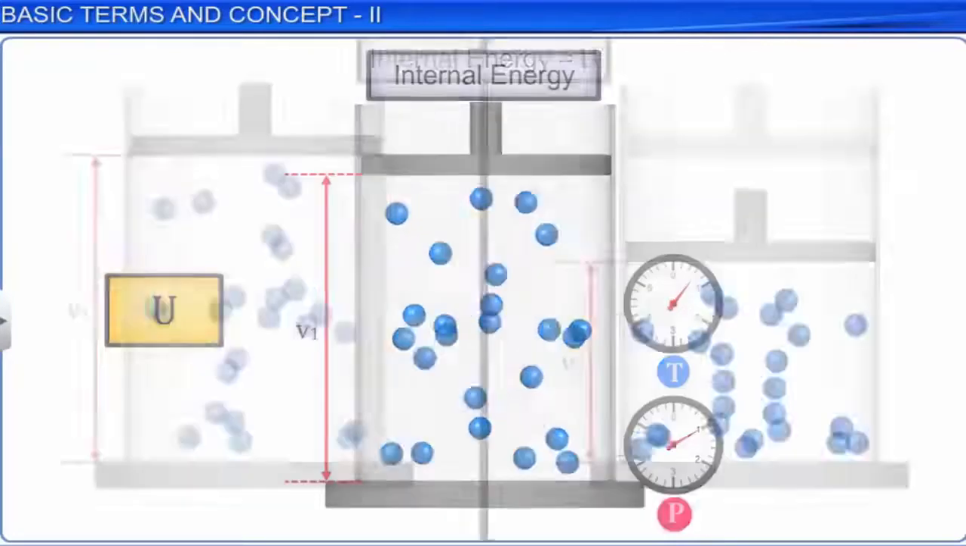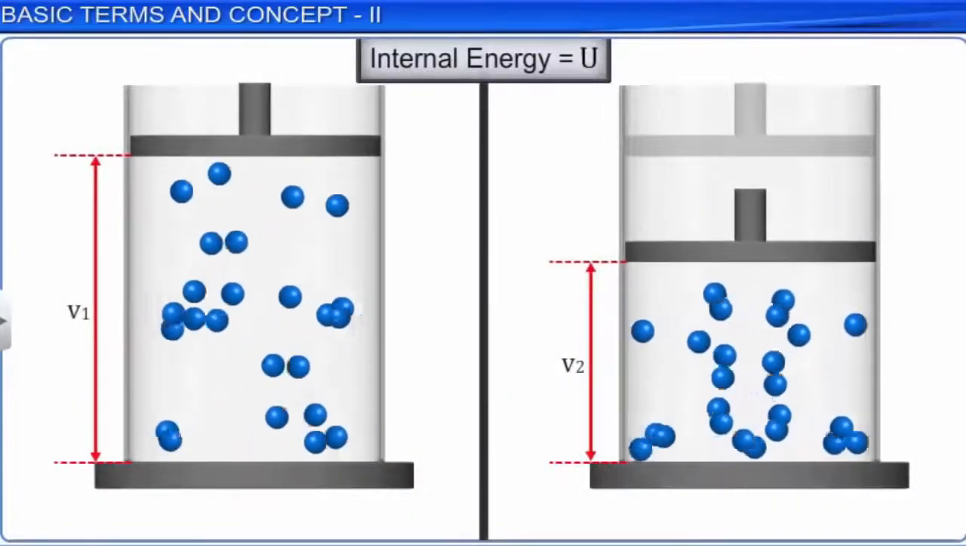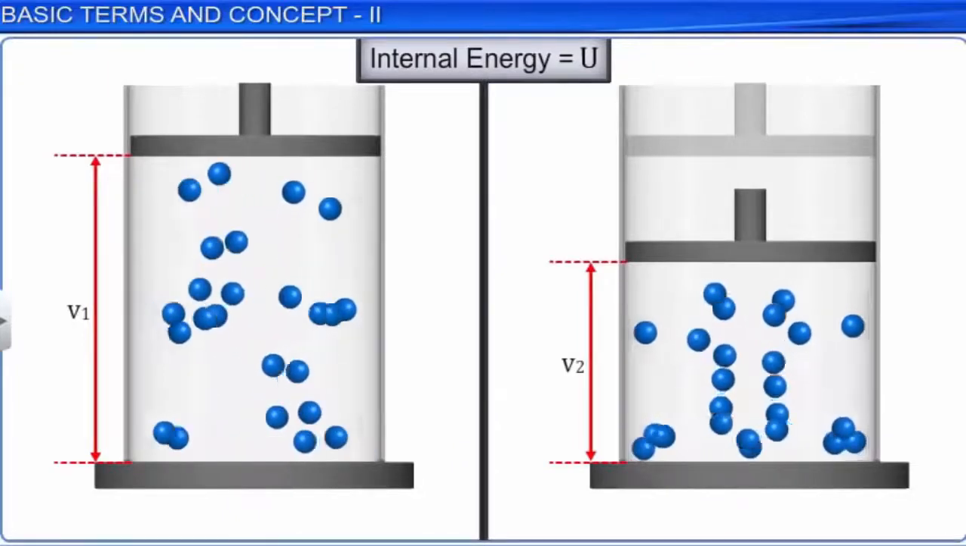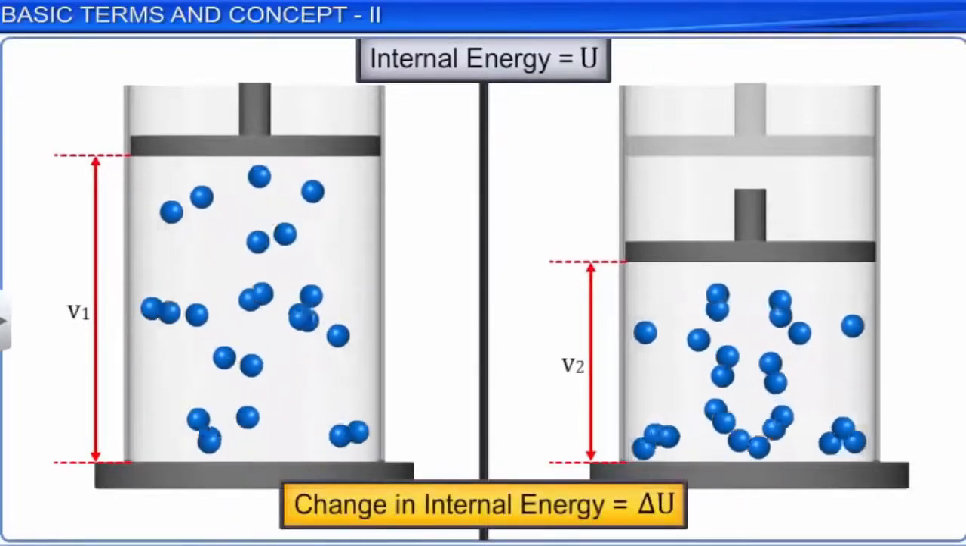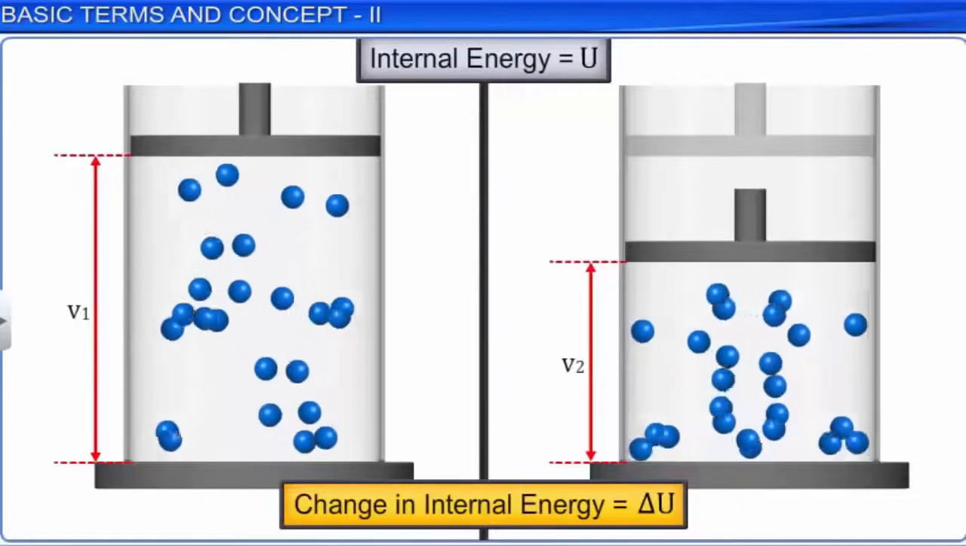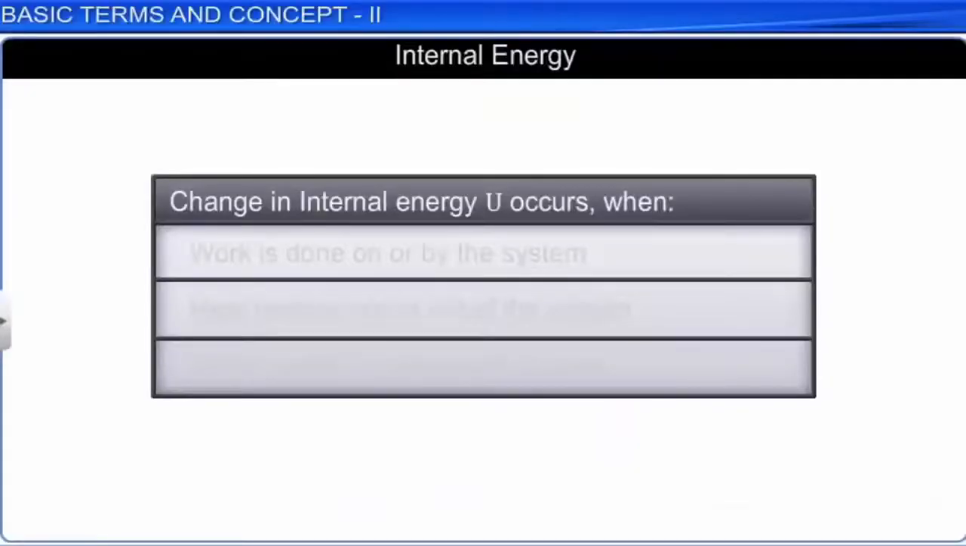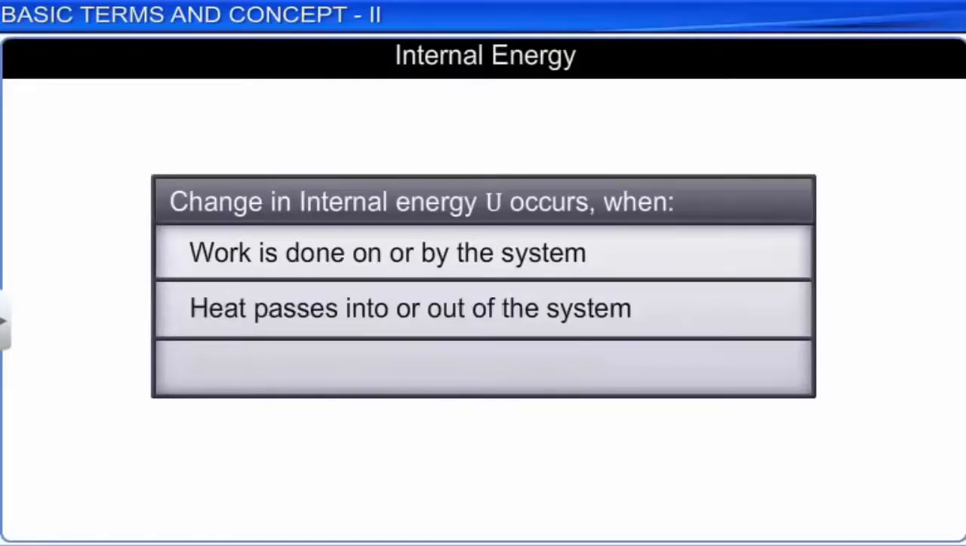The absolute value of internal energy cannot be found. However, change in it, represented by delta U, can be found. Internal energy U changes when work is done on or by the system, heat passes into or out of the system, or matter enters or leaves the system.